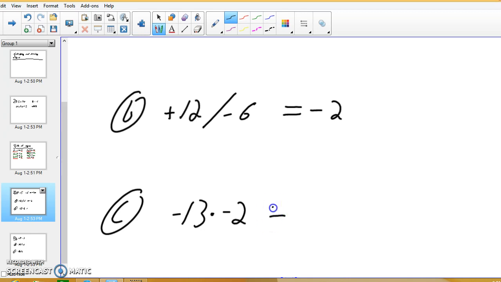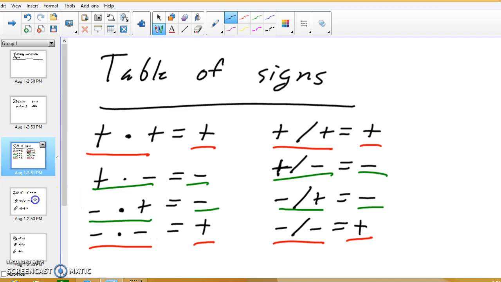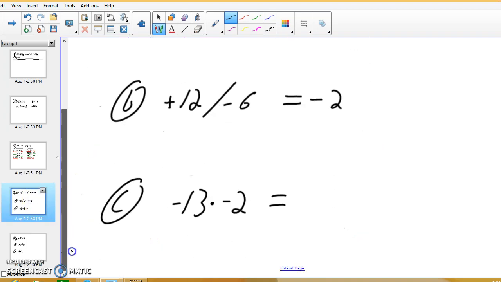And again, we'll go through one more. We have a negative times a negative, 13 times a negative 2. As the table shows us, if they're both negative, they're both the same sign, so our final answer will be a positive number. 13 times 2 is 26. Again, we have negative and negative, that's the same sign, so it's going to be a positive. 13 times 2 is 26. So negative 13 times negative 2 is positive 26.